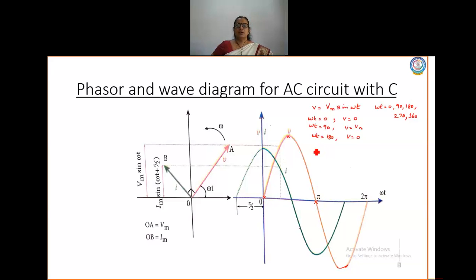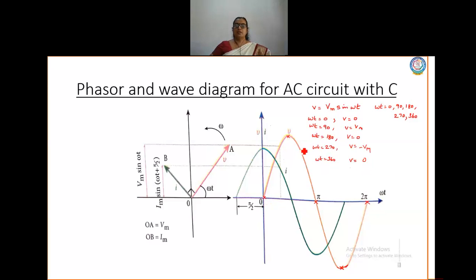Next, ωt is equal to 270. It lies between π and 2π, at this point. Sin 270 is minus 1, so minus 1 into Vm is minus Vm. So V is equal to minus Vm. Here this is 270, and if I have taken plus 10 approximately, this will be minus 10. So you have the fourth point here. And the fifth point is ωt equal to 360. Sin 360 is 0, so V is equal to 0. Here is the fifth point.